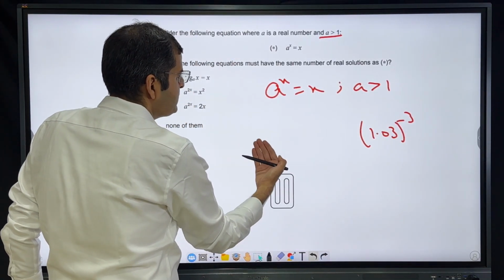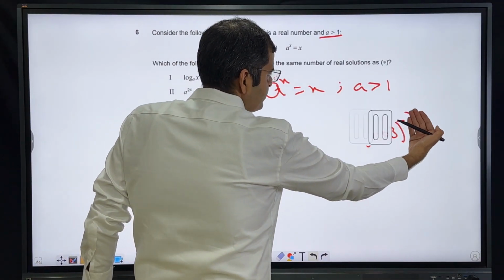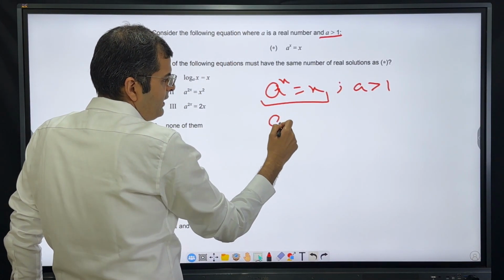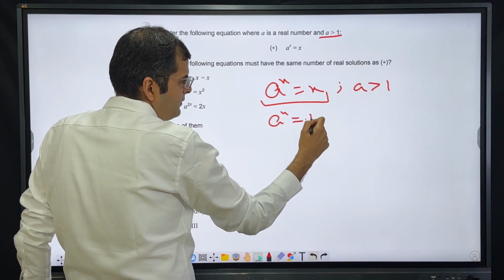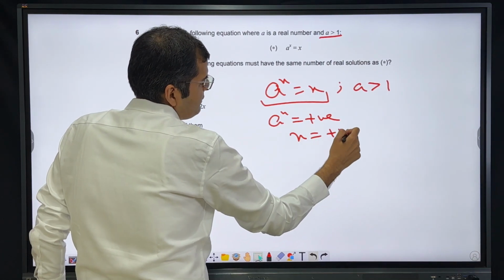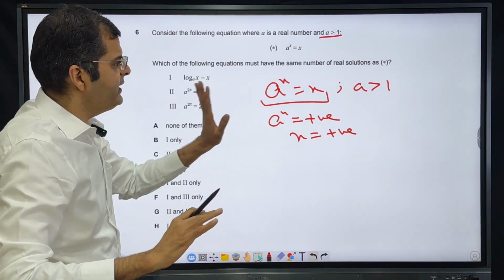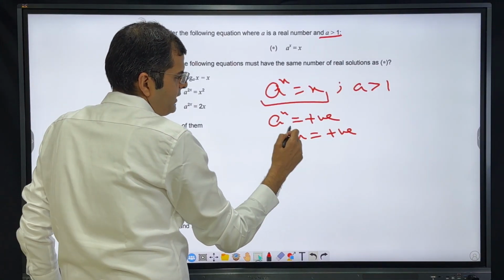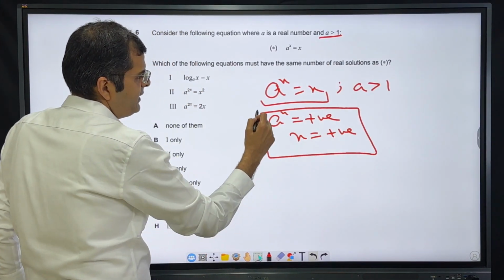And a raised to x is the same as x. And a raised to x is positive. That means x is also positive. That means x cannot be negative here. This is the conclusion we have made now.